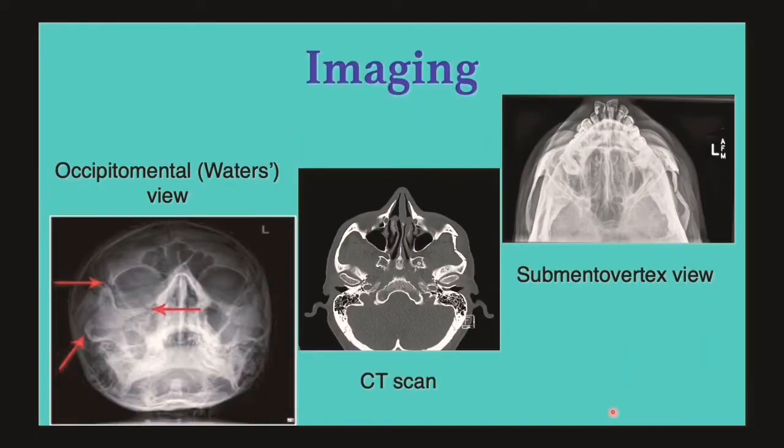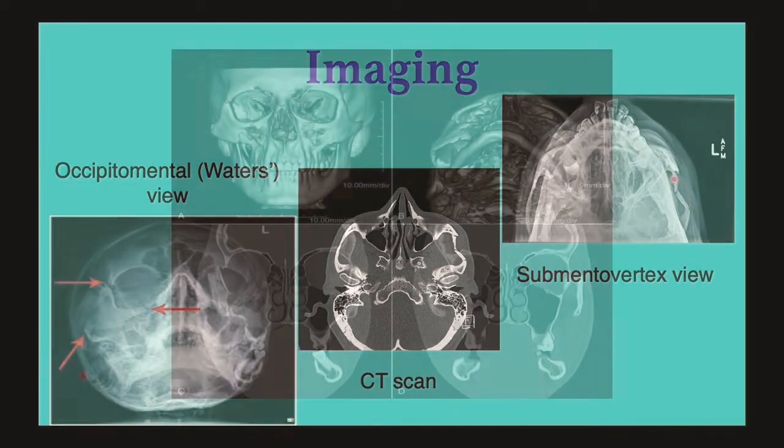The imaging used to assess zygomatic bone fractures includes the occipitomental Waters view, which generally delineates the fracture pattern and displacement of the zygomatic complex, including isolated fracture of the zygomatic arch. Axial and coronal plane CT is the gold standard for radiographic evaluation of zygomatic fractures. A submento-vertex view is helpful for evaluation of the zygomatic arch, as you can see here.